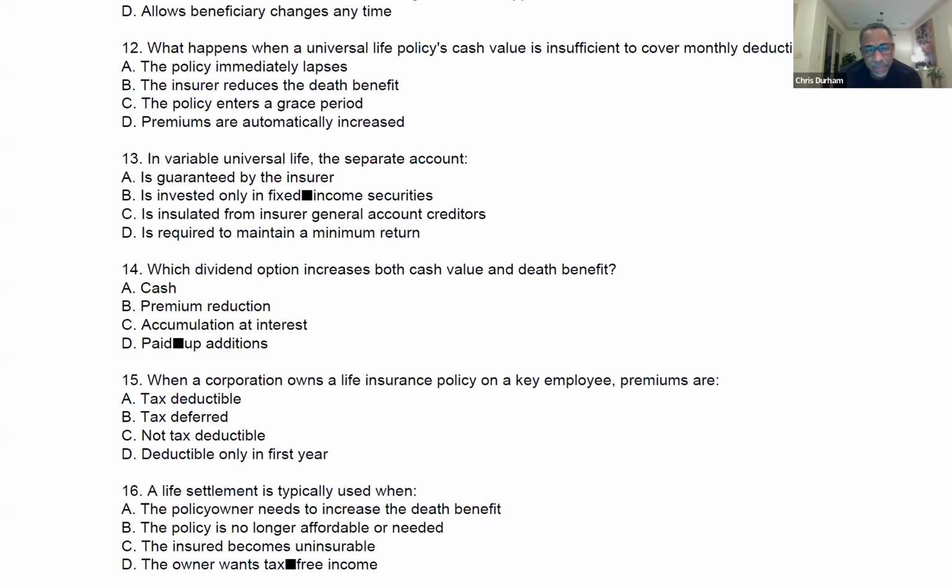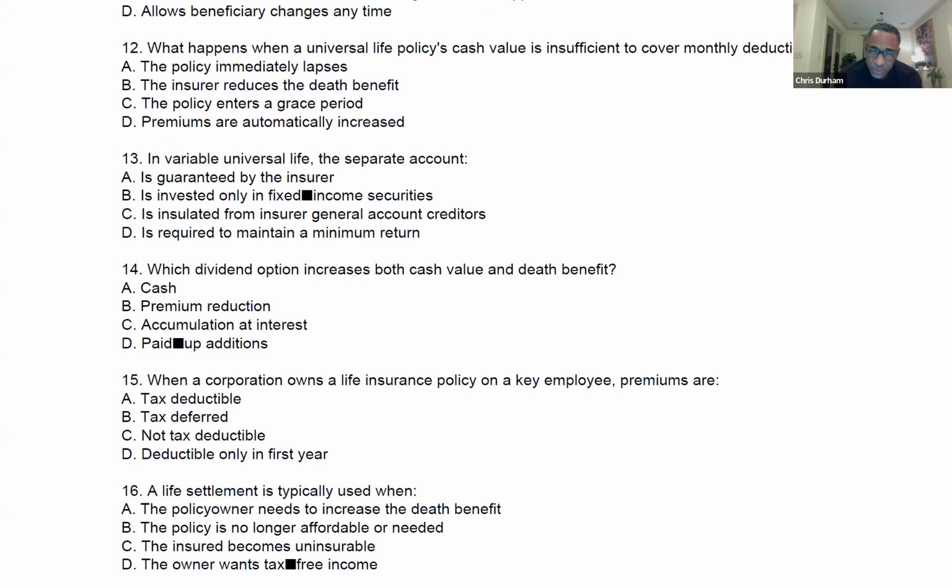So that's why I say they're being too difficult, because the answer is C, insulated from the insurer's general account creditors. That is just too much. They're just making up stuff that doesn't even make sense. All they needed to say is invested in the insurance company's separate account. On the test, separate account.